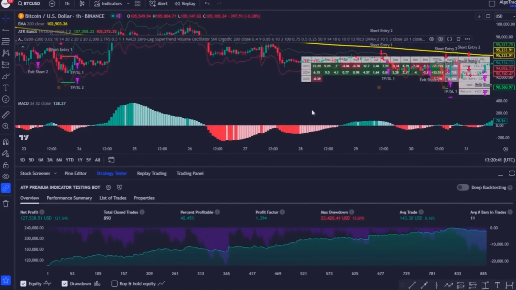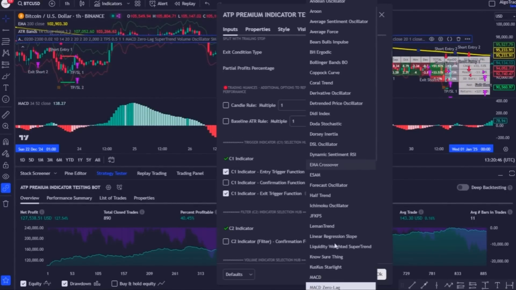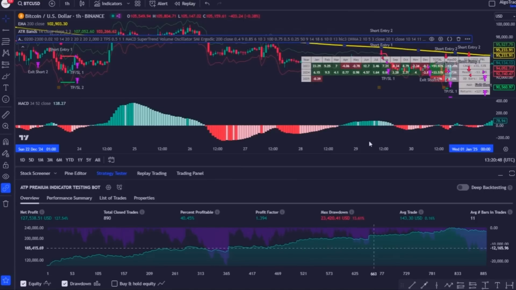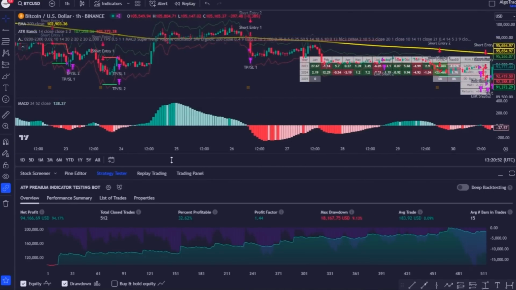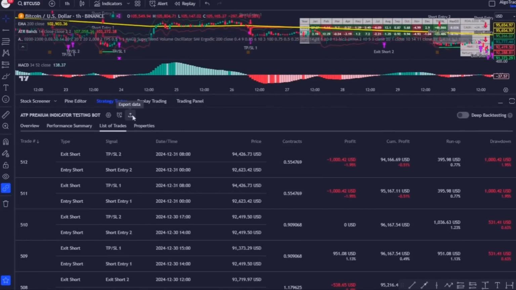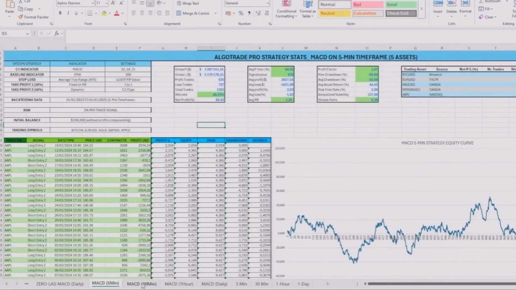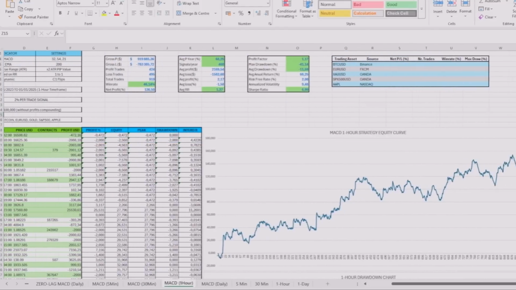On my bot, I just need to change the C1 indicator to the MACD and click on OK. And as you can see, it performs the new backtest in seconds. So I will quickly get the results from all assets and timeframes and I will be right back. A few moments later. After testing the standard MACD with the same conditions, we see some significant changes.